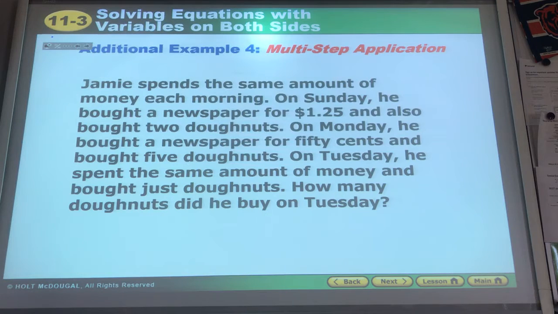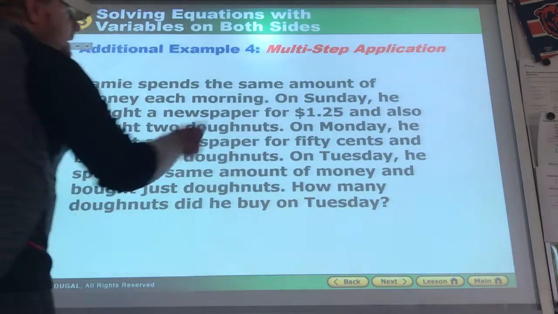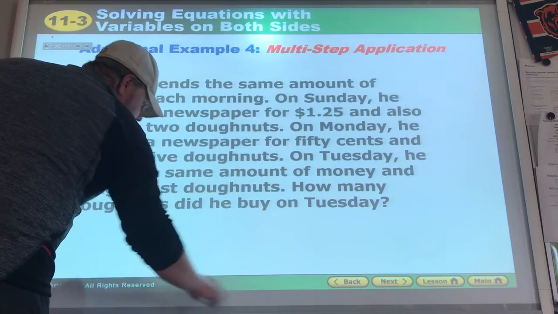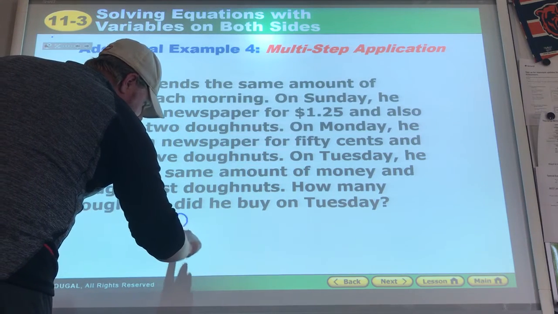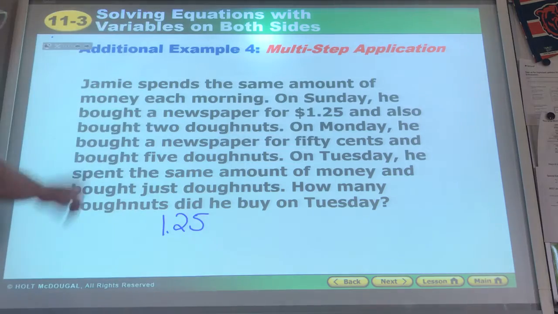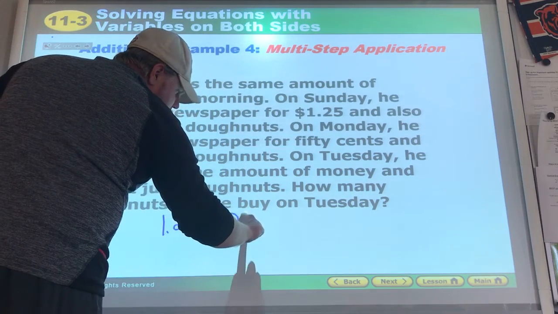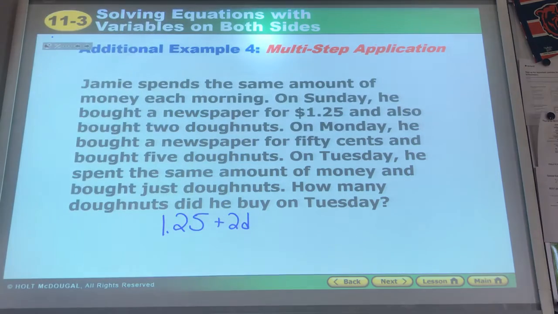All right, so we are not ready to do Tuesday. We've got to think of that later. We should probably compare Sunday and Monday first. This is a 2-step problem. It's a doozy. Sunday, he bought a newspaper. That newspaper cost him $1.25. And he also bought 2 donuts, plus 2 donuts. We don't know the cost for those donuts, but we're going to find that out.